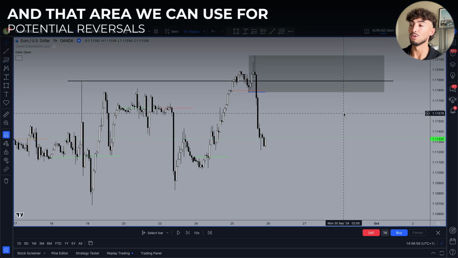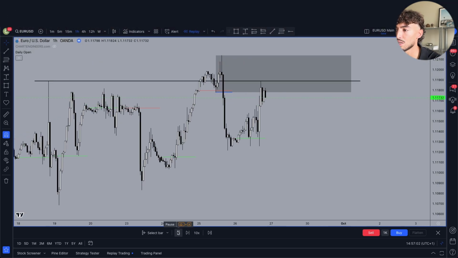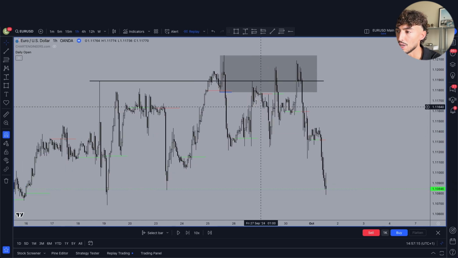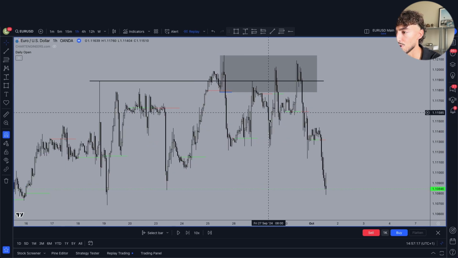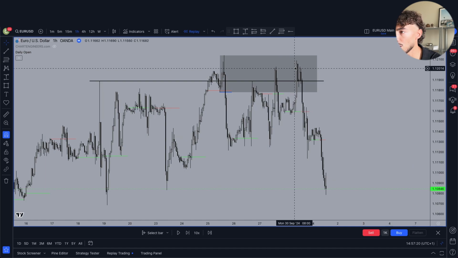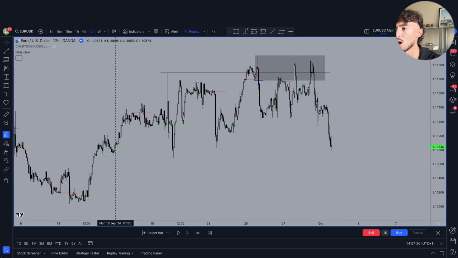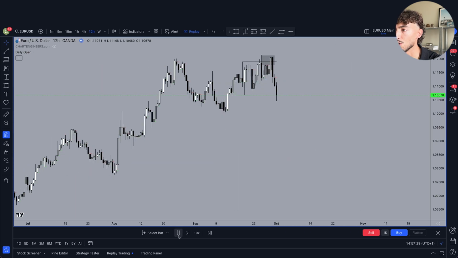And that area we can use for potential reversal. So right now we can see price trading back into the level, and then you can see how it has responded to it. So it came back into the level, one time reversal, push up, reaction, push up, and then eventually it reversed lower. And if we go to the H12 right now, you can see that price is even going lower now from here.